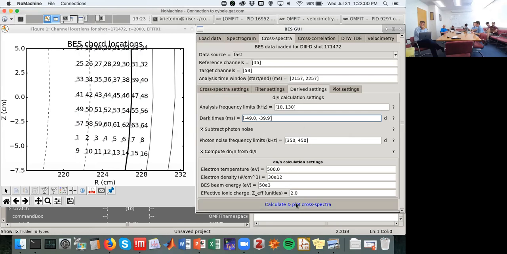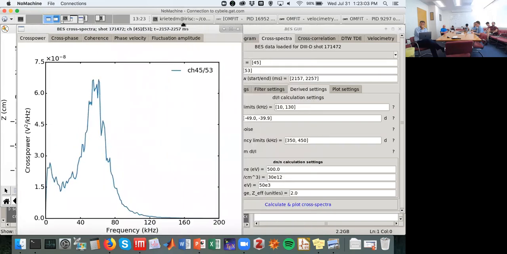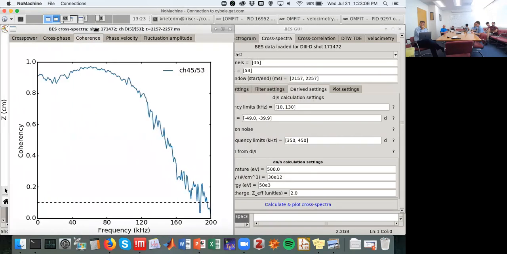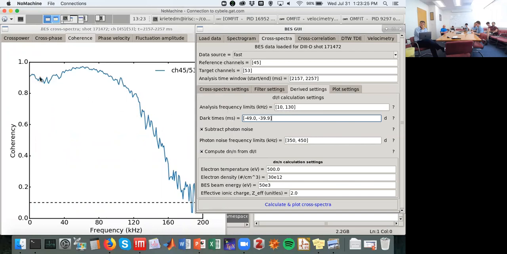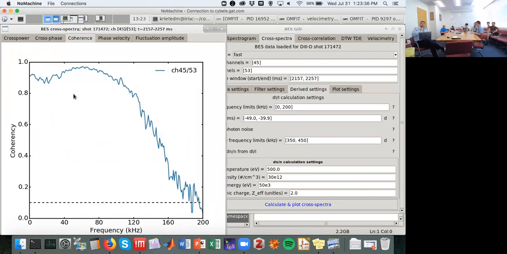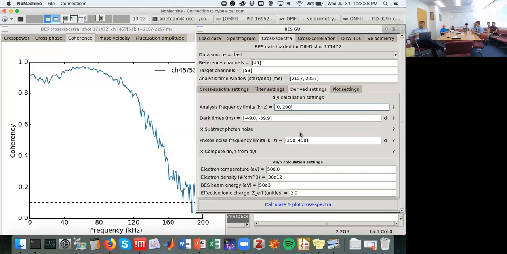So I'll go back and replot that spectra I just showed. If you look at the coherence, this is basically saying there's coherent turbulent signal all the way from 0 kilohertz to around 200 kilohertz. And so if we want to calculate a delta n over n, we want to integrate over the portion of the spectrum where there's coherent signal. So in this analysis frequency limits box, I'll type in 0 to 200. Basically, the way delta n over n, the way fluctuation amplitudes are calculated, is by integrating this turbulent spectrum over the frequency range that you set.